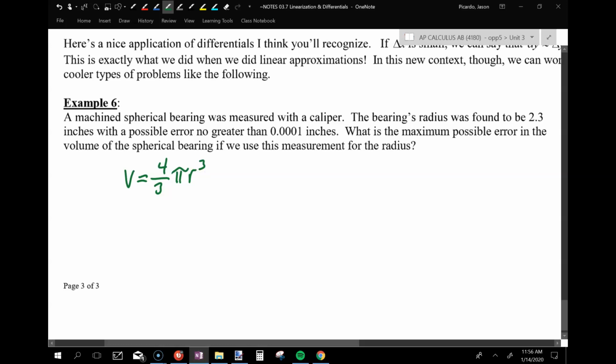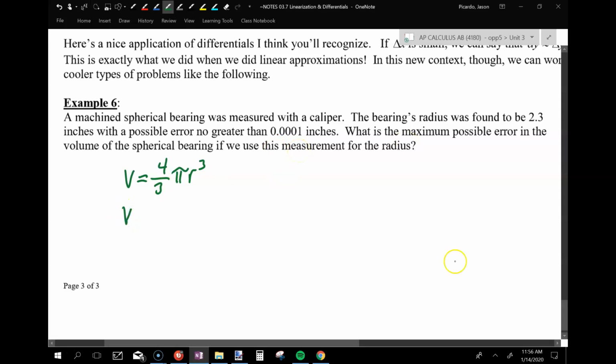Do you agree that I could graph this? And do you agree that I could graph this and find out the volume at 2.3? And do you agree that if I was to linearize it like we did on the previous page, I could then plug in 2.3 plus this to find an estimate? Seem reasonable, right? And then it'll tell me about what happens with this particular amount of error. Seem okay? Let's do it.